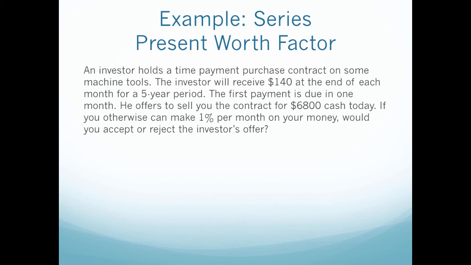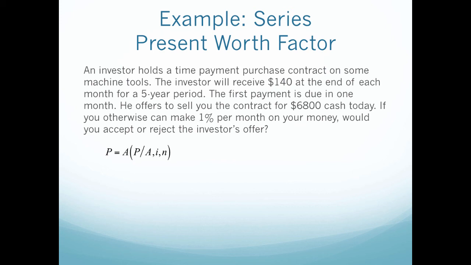Okay, so this person wants to sell you a contract to own some tools. So either you can pay him $140 at the end of each month for 5 years, or you can give him $6,800 today. All of this is assuming, by the way, that you're interested, right? You're interested in buying these tools. But if this money of yours can be making 1% per month while sitting in the bank, what should you do? What decision should you make? So this is when we use our present worth factor.